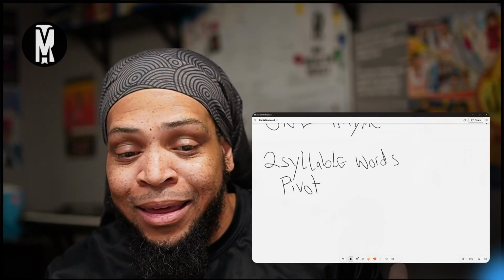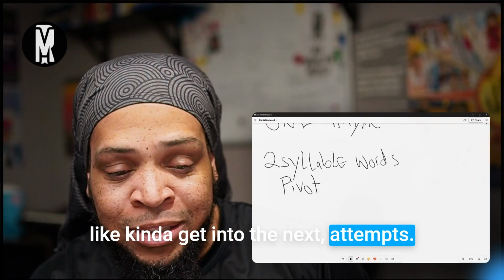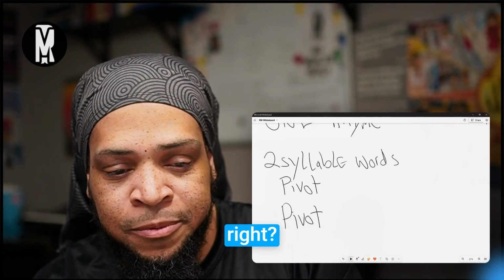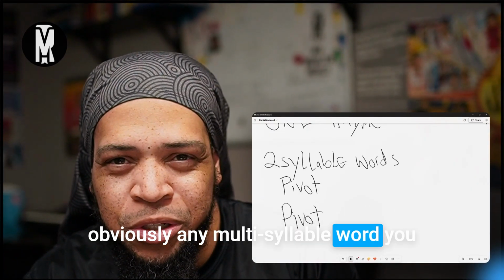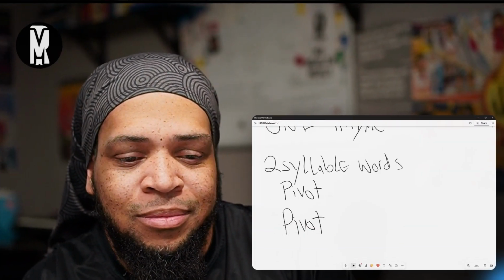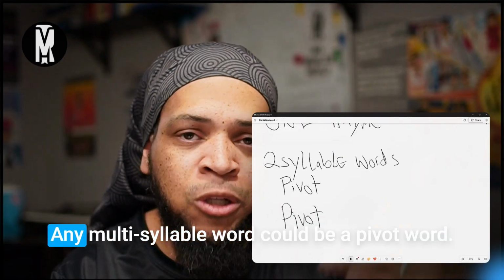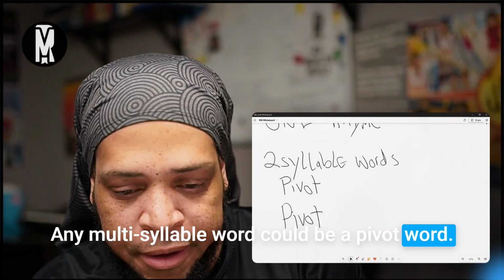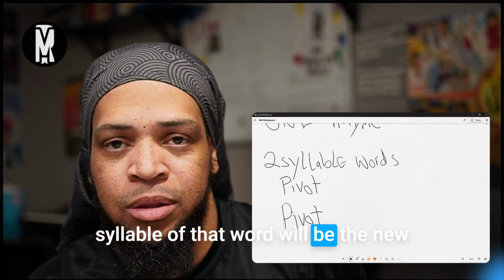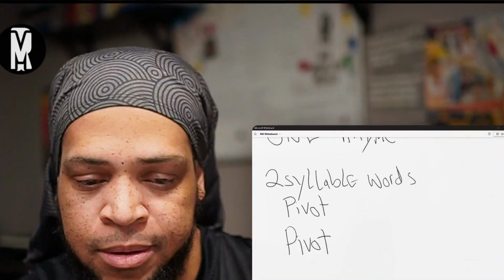And that's where I think I would have to get into the next attempts. All right. You know, obviously any multi-syllable word you can do it, but you're just going to focus on the last, well, yeah, any two-syllable word could be a pivot word. Any multi-syllable word could be a pivot word. The last syllable of that word will be the new sound that you're transitioning to. So the short I sound, pivot.